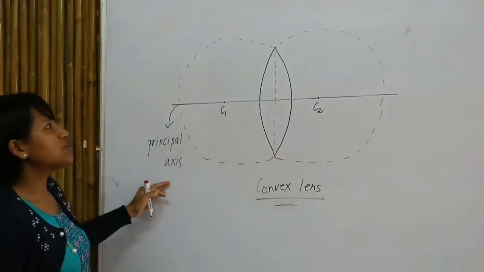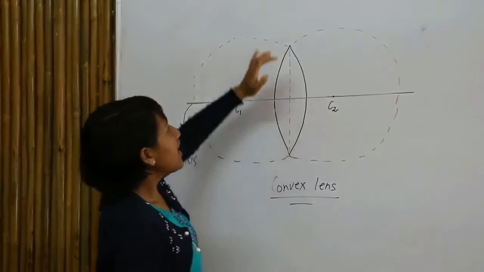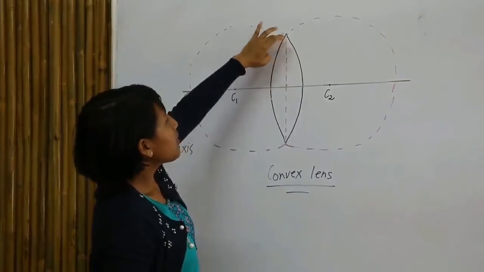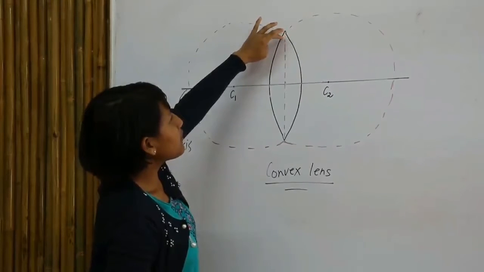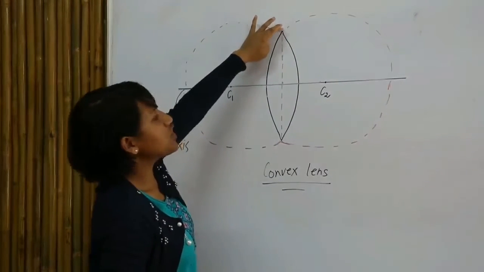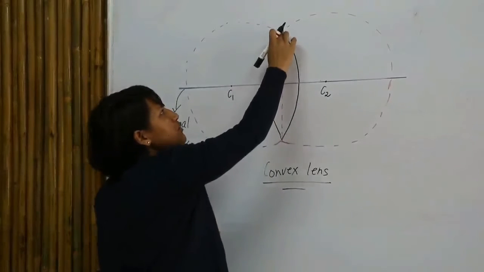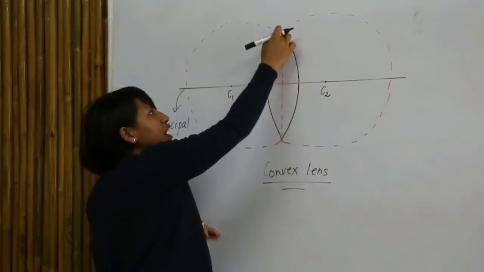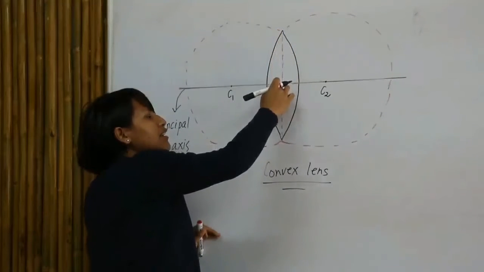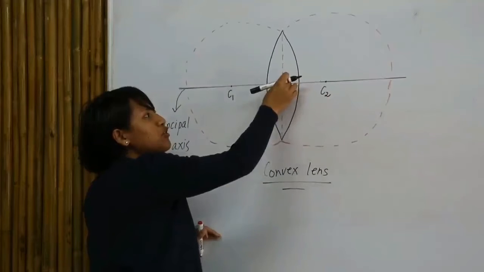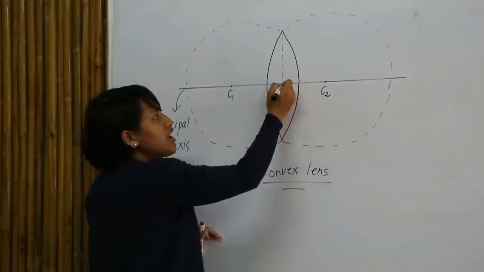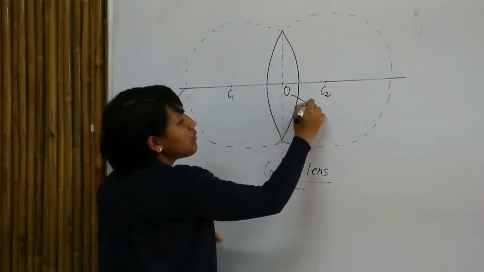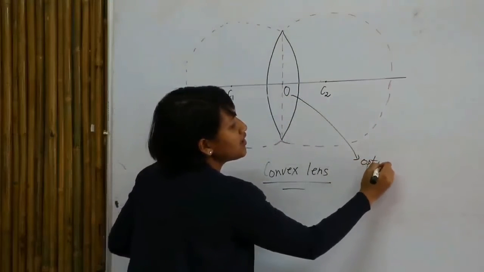This is called the principal axis. Then a line is also drawn within the lens, passing through the aperture of the lens. Aperture means the diameter, the end of the lens. You draw it from here, and it is perpendicular to the principal axis. The point where it meets the principal axis is denoted by O, called the optical center.